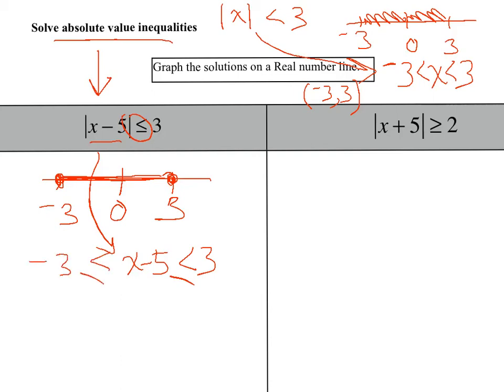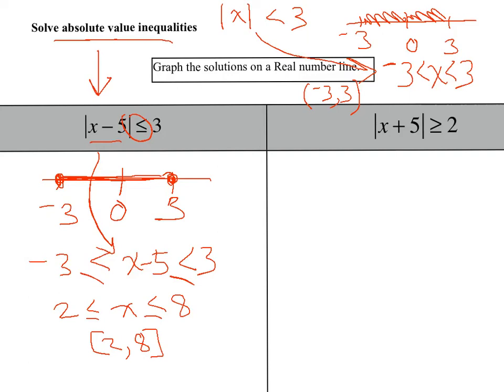So now if we add 5 throughout this inequality, we get 5 minus 3 is 2, less than or equal to x, less than or equal to 8. And so our solution interval is the closed interval from 2 to 8.